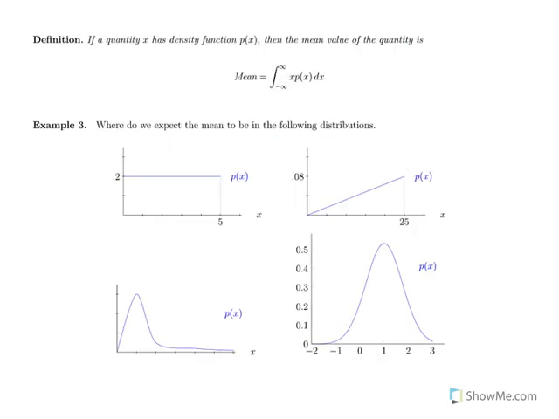So now let's look at mean here in the definition. If a quantity x has a density function p of x, then the mean value of the quantity is going to be equal to the integral from negative infinity to infinity. We're looking at all values of x times p of x dx. It's going to be the integral over everything times an extra x on the inside. We'll do some practice problems with mean in the next video so we see how to work with that equation and find the mean in a distribution.